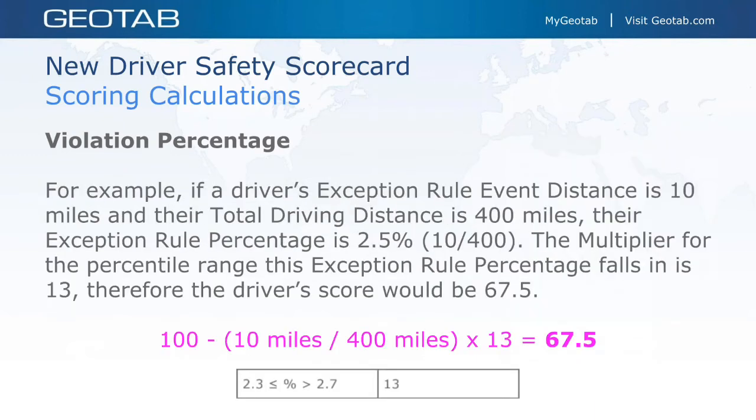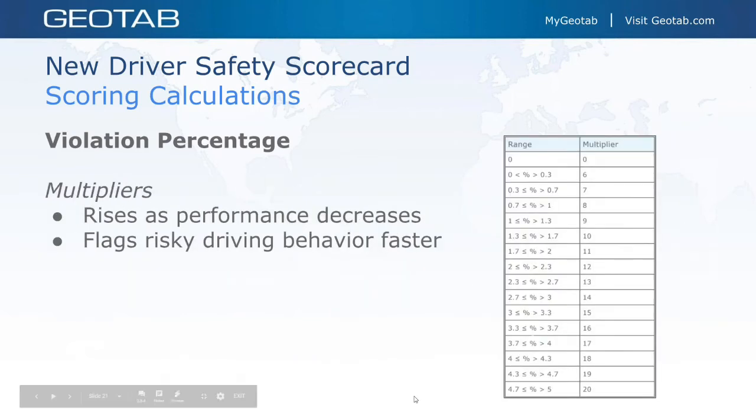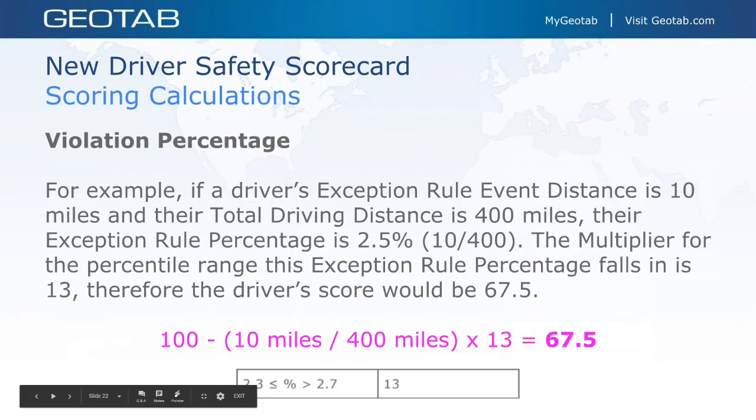So looking at the violation percentage, in this instance, the event distance is 10 miles. So they were breaking the rule for 10 miles, and their total driving distance is 400 miles. Their exception rule percentage is 2.5%. Based on that 2.5%, that falls right in here. There's 2.5% on the left, and then you get the multiplier of 13 on the right. The multiplier for the percentile range this exception rule percentage falls in is 13. Based off of that, 2.5 times 13 from 100, they get a score of 67.5.